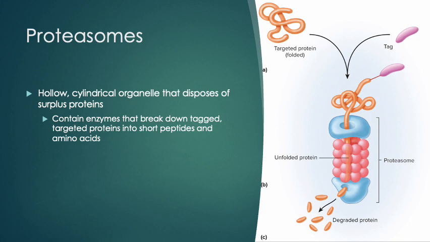So the proteins are tagged, and these things come around and they look for the tags. When they find the tags, they break down the protein that is tagged, and it's destroyed. It's disposed of. Get rid of it. It doesn't need to be in the cell if it's not working. So those are proteasomes, and they only break down surplus or unneeded proteins.